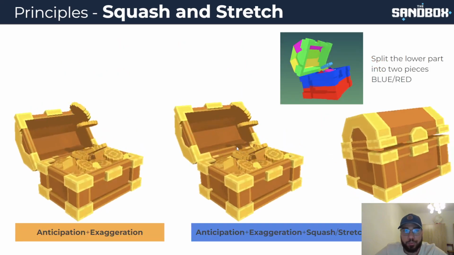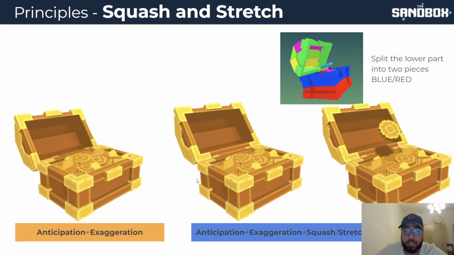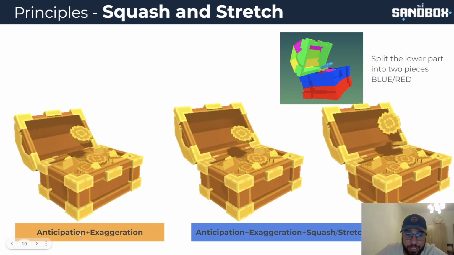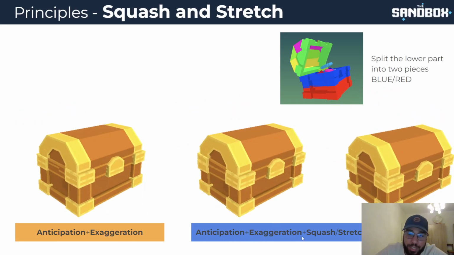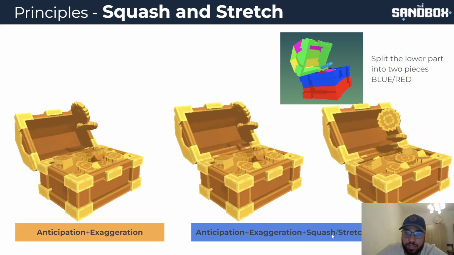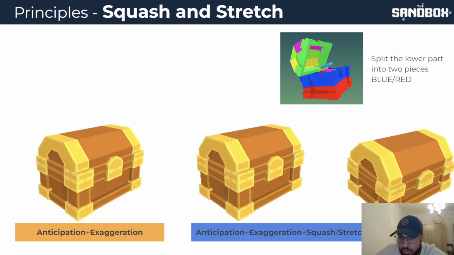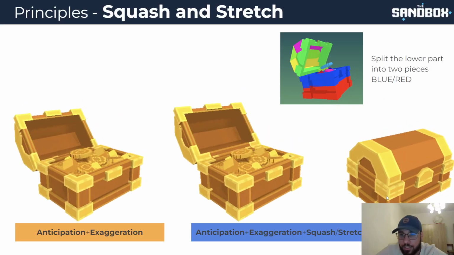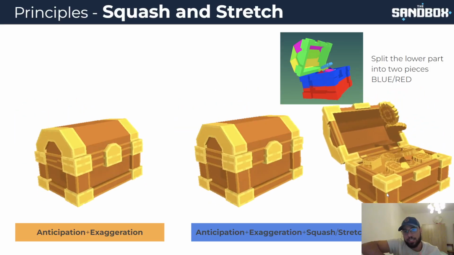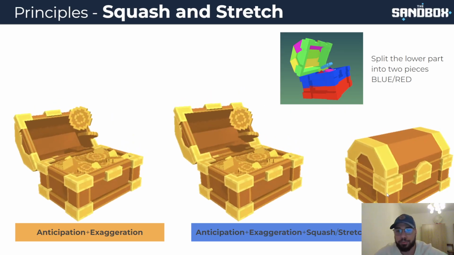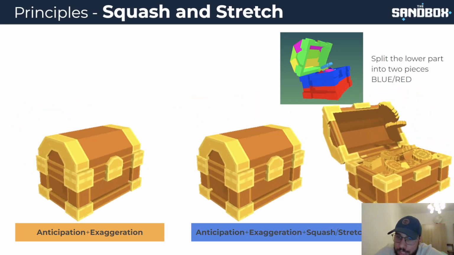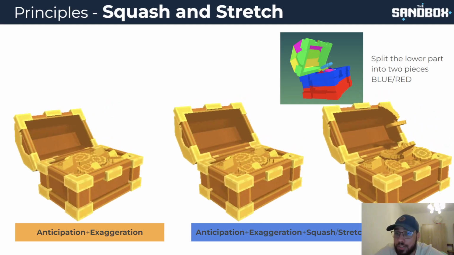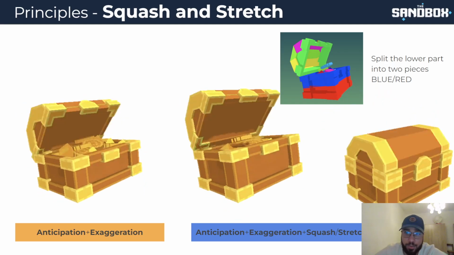So it's pretty cool. And here is another example with anticipation and exaggeration only. And here, anticipation and exaggeration and squash and stretch. You can see in slow motion the chest bending. You can see it squashing like this and then stretching in just a few frames, but it's still enough to smooth your animation even more.